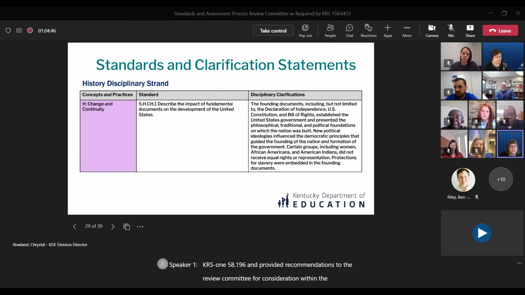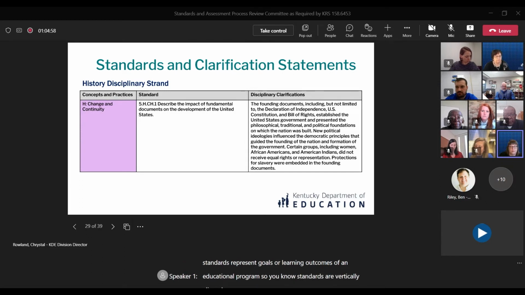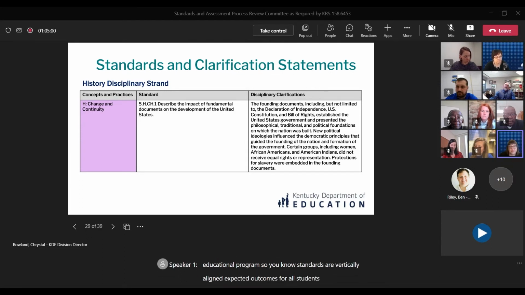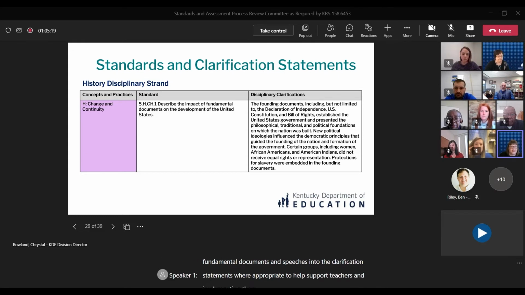Within the CAS for Social Studies, there are standards and clarification statements. The standards represent goals or learning outcomes of an educational program. Standards are vertically aligned, expected outcomes for all students. The disciplinary clarifications include content and concepts to help teachers better understand the expectations of the standards. And initially, the advisory panels voted to embed the fundamental documents and speeches into the clarification statements where appropriate to help support teachers in implementing them across existing standards.